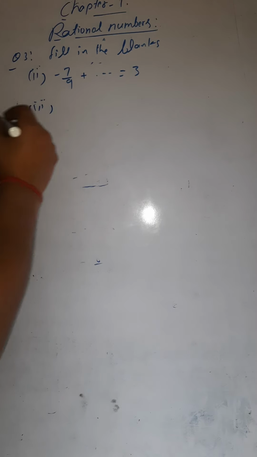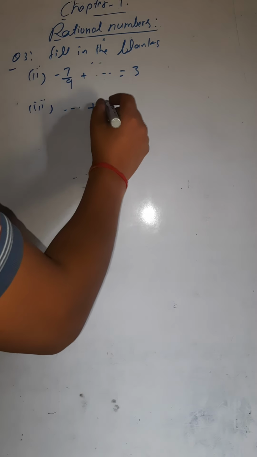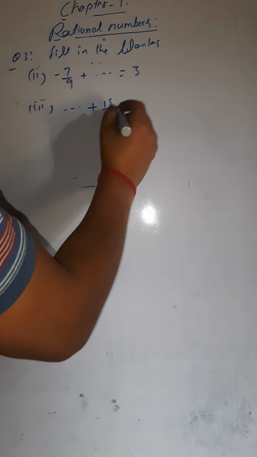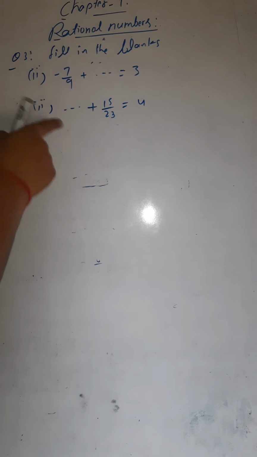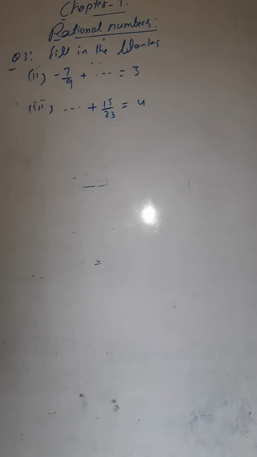Question number 3, third part: dash plus 15 by 23 is equal to 4. So here write x, keep x here. This would go there and become negative. Take the LCM and solve it. We will be getting the answer. Okay. So just solve it on your own. Now we are moving to the next part of the question.